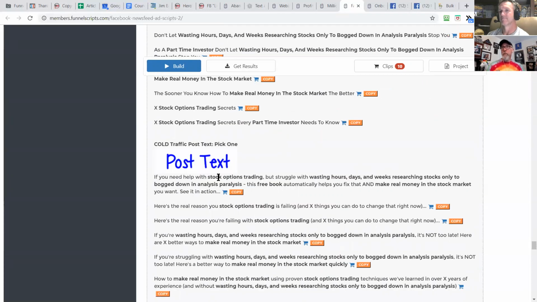If you need help to understand stock options trading, but struggle with wasting hours, days, and weeks researching stocks only to get bogged down in analysis paralysis, this free book automatically helps you fix that and shows you the path to make real money in the stock market. Get your free copy.